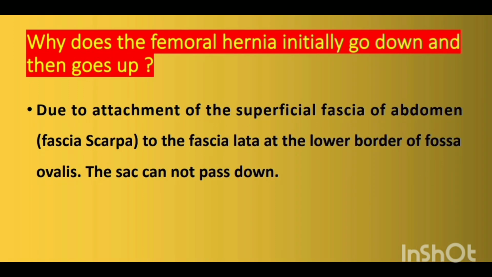Question: why does the femoral hernia initially go down and then go up? Answer: due to attachment of the superficial fascia of the abdomen, that is fascia Scarpa, to the fascia lata at the lower border of the fossa ovalis, the sac cannot pass down.